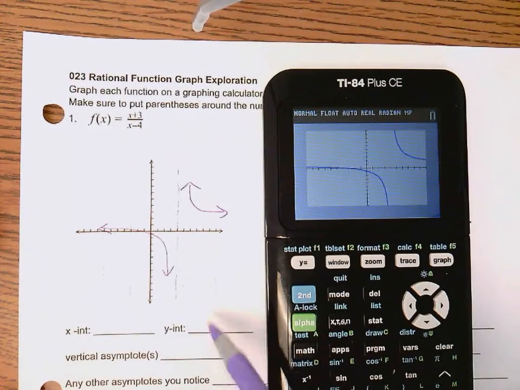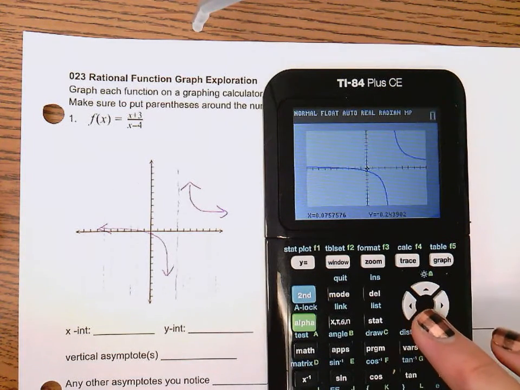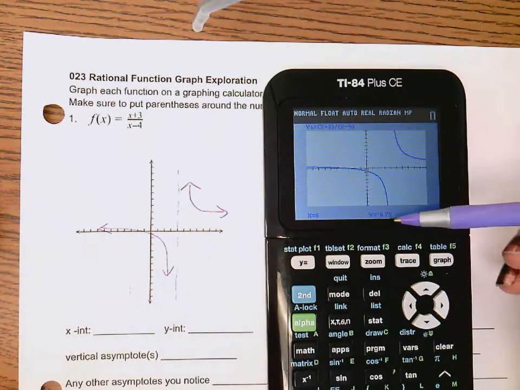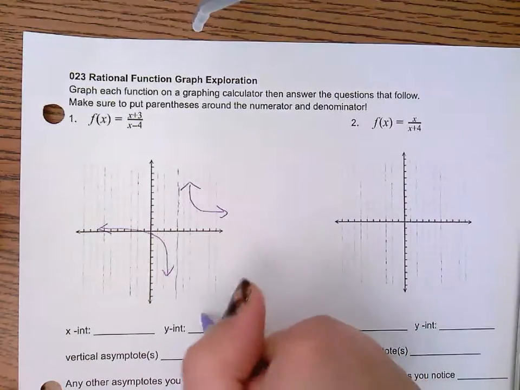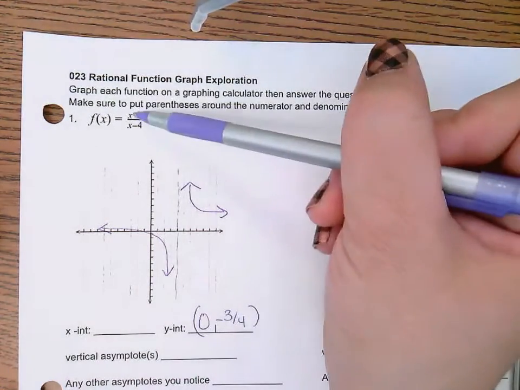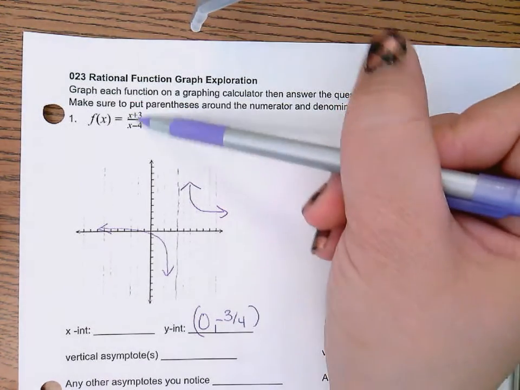Where is this y-intercept? So the y-intercept, if you are tracing on the graph, let's see, if I hit trace, oh, it traced it right for me. So at 0, negative 3/4. And I think you can see from your equation, if you plug in 0 for x, don't you get negative 3/4 right in your equation?